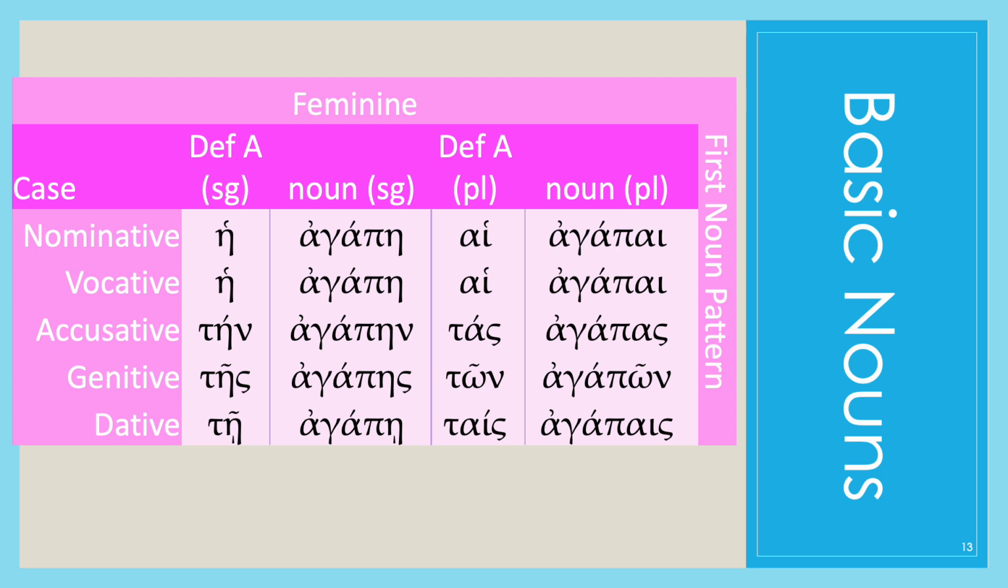So, hey got agape. It's lost its hard breathing as well. Hey agape for both nominative and vocative. Tain agapein for accusative. Tes agapes, te agape. If we went to the plural, again there's a hard breathing on the definite article, so we get hi agapi for nominative and vocative, tas agapas for accusative, tone agapone for genitive, and tais agapis for the dative.